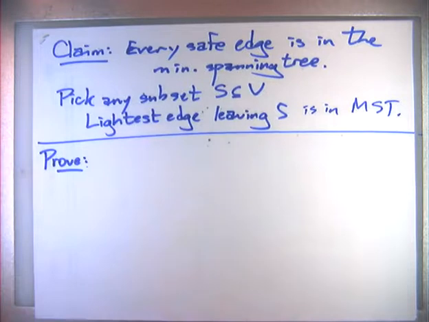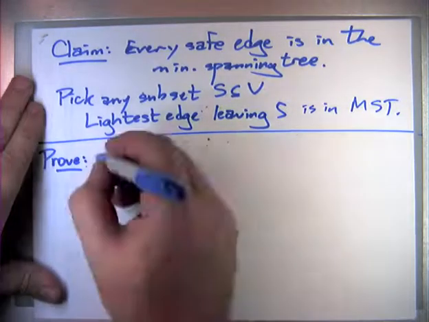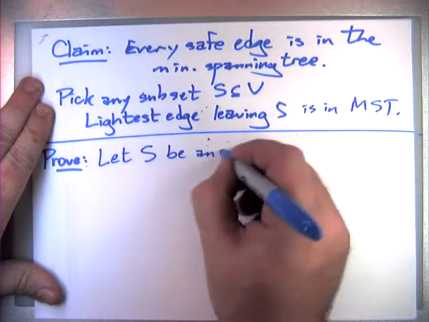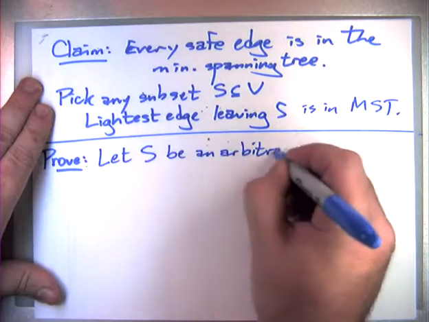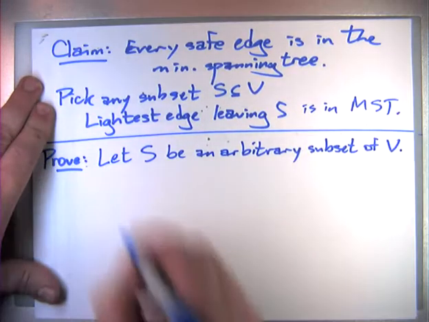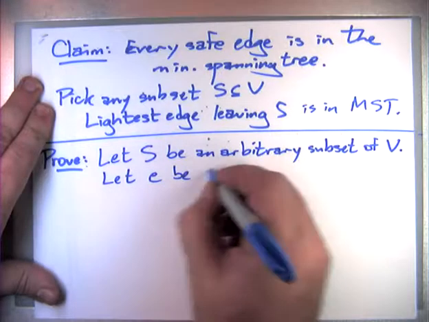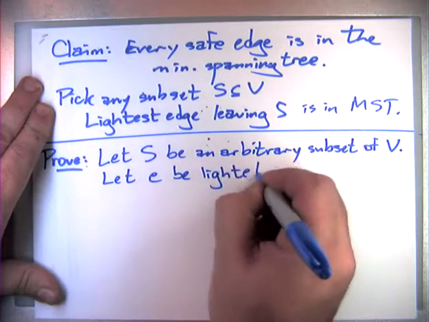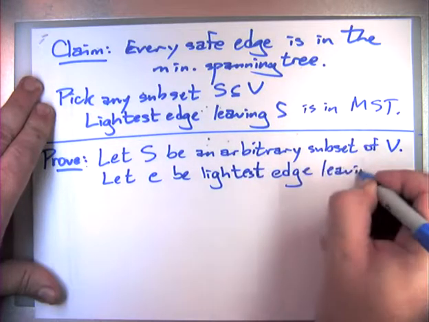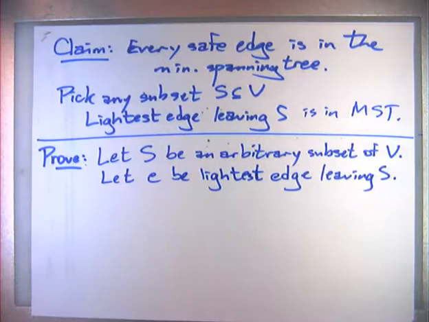is I say, well, look, there's the word "any." So my proof has to start the same way any proof with the word "any" in it does. Bow to my sensei. Let S be an arbitrary subset of the vertices of G, and let E be the lightest edge leaving S. Okay, now I want to claim that E is part of the minimum spanning tree.